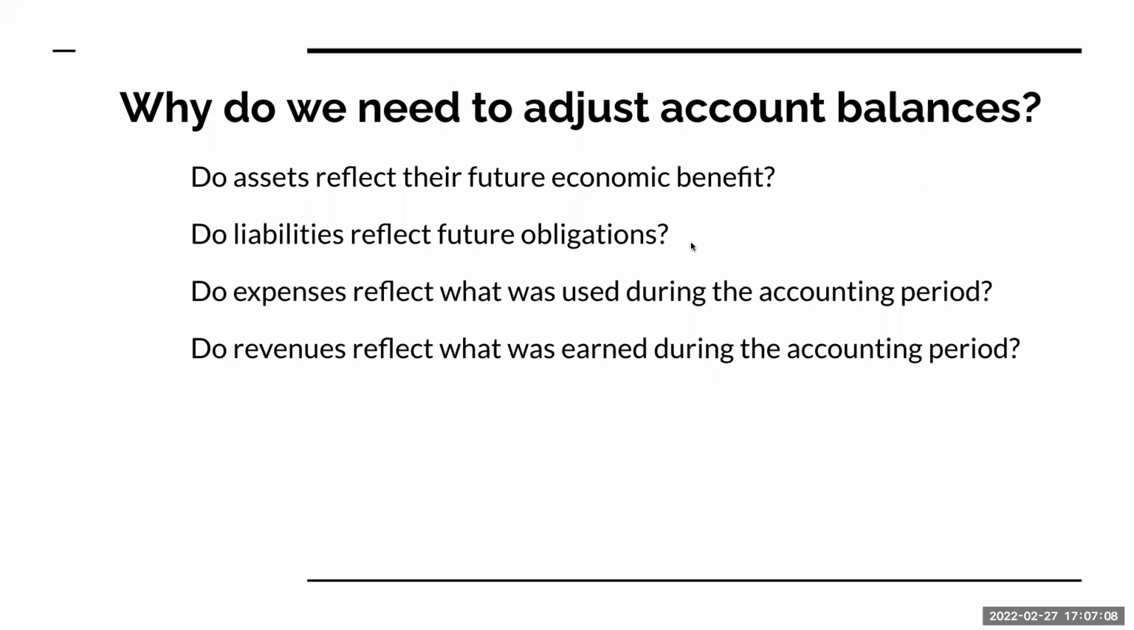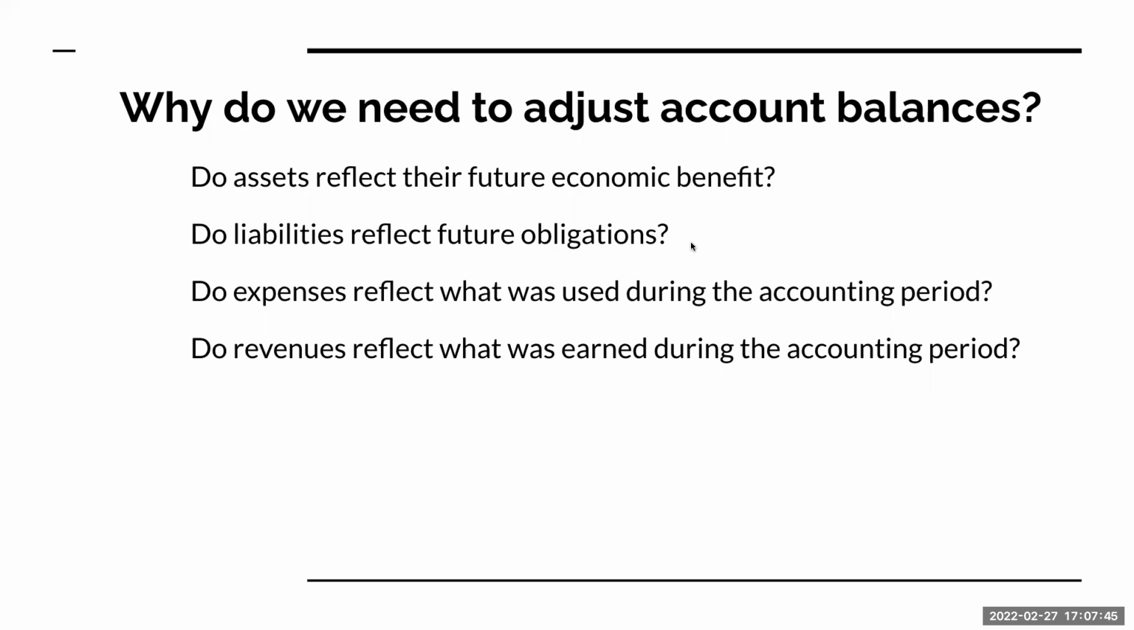So when we get to the end of the period, which is generally for my class going to be December 31st or whatever the period might be, we have to look at every single account balance. For the assets, do those assets reflect their future economic benefit? Meaning that, for example, if we have equipment, have we used that equipment? Do they reflect their future economic benefit? Do our liabilities reflect our future obligations? If we got an advance from a customer and we've done some of that work, is that liability still correct?